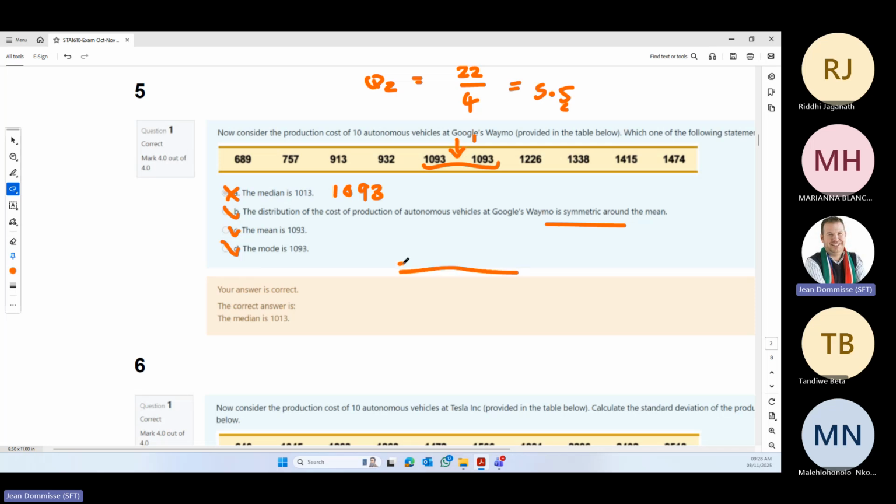Okay, so then basically what is happening, all of those numbers are exactly the same. So the distribution will be a normal distribution. In the end, it's symmetric around the mean.